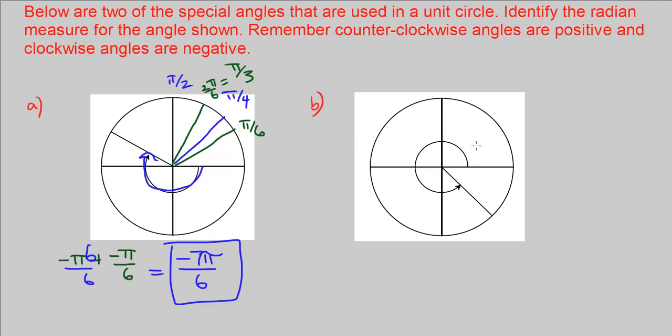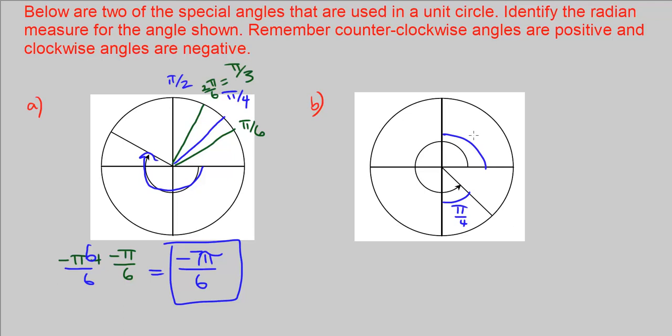Okay, let's go on to part B. Part B, we're going this far, and then we're stopping in the middle of this quadrant. And we can see the stop is in the middle of the quadrant exactly. So this right here is pi over 4 radians. Okay, so let's write that, pi over 4.